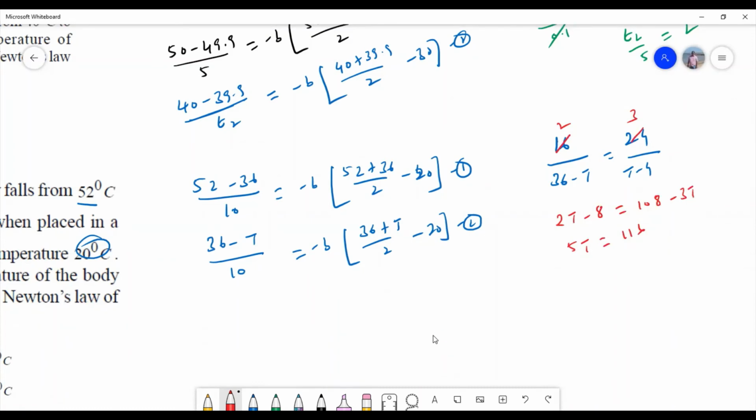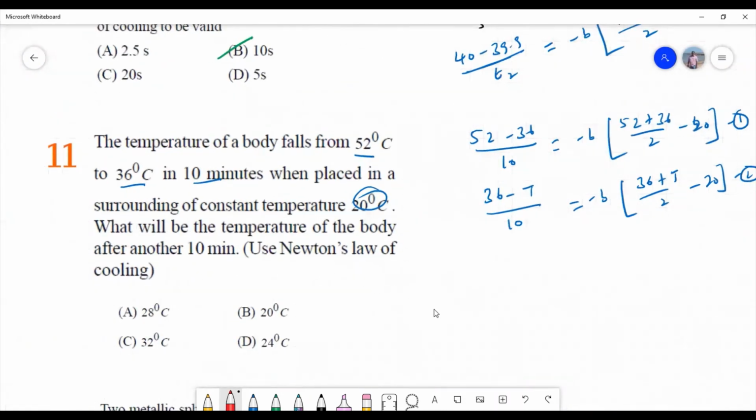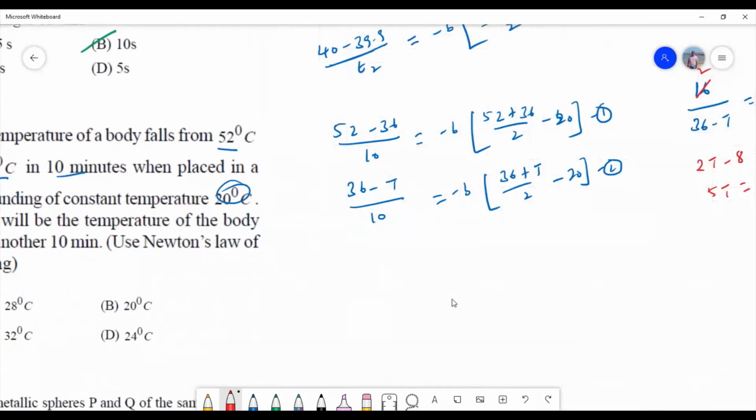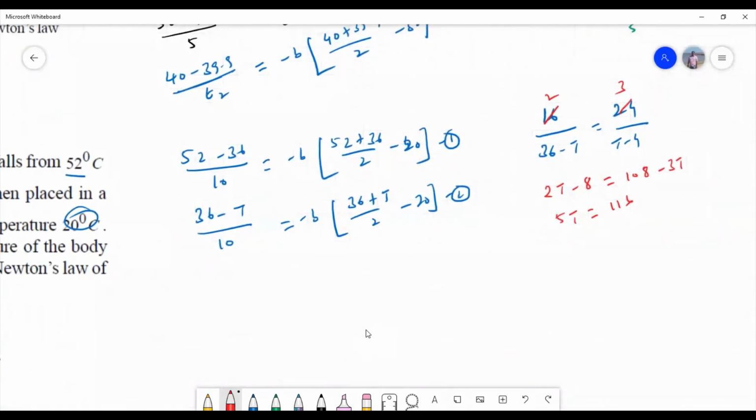Here, 52 minus 36 is 16. Yes, correct. 36 is the temperature, so 36 minus t. Correct. And 52 plus 36 is 88, 88 by 2 is 44, minus 20 is 24. Correct.